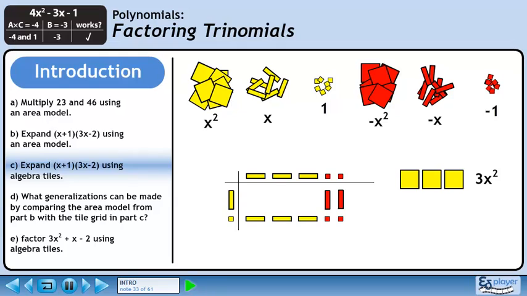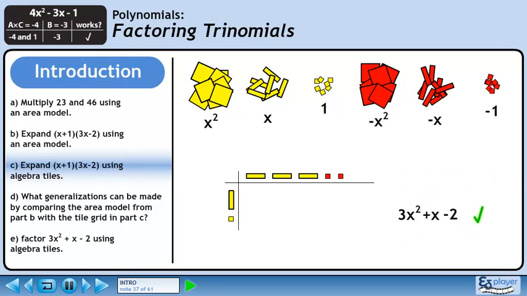3 large yellow squares is 3x squared. Three yellow rectangles and 2 red rectangles is 3x minus 2x. The yellow and red rectangles cancel each other out. One yellow rectangle remains, and this represents 1x. Two small red squares represents minus 2. The product is 3x squared plus x minus 2.